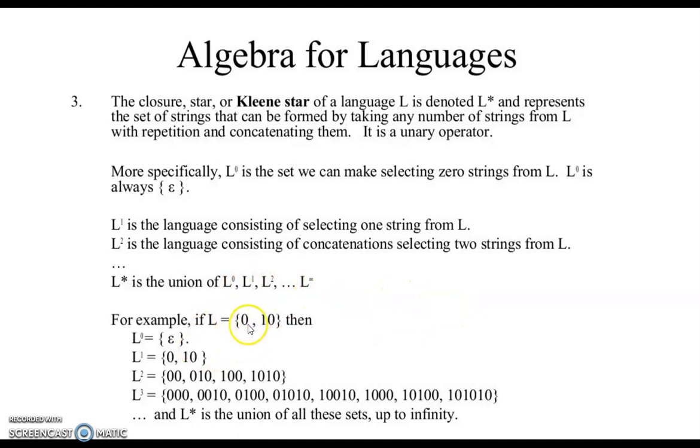For example, if L is equal to {0, 10}, then L0 is epsilon, L1 is {0, 10}, L2 is {00, 010, 100, 1010}, L3 is {000, 0010, ...} and so on.